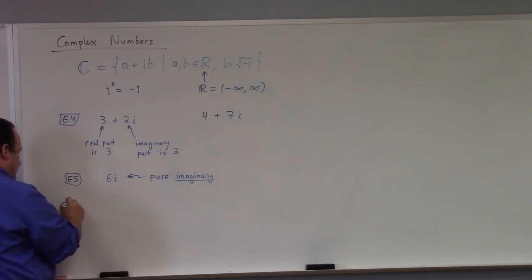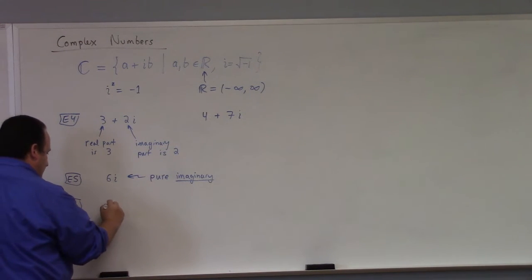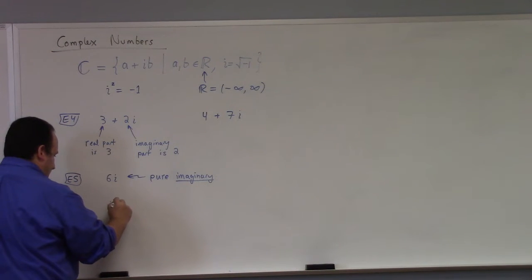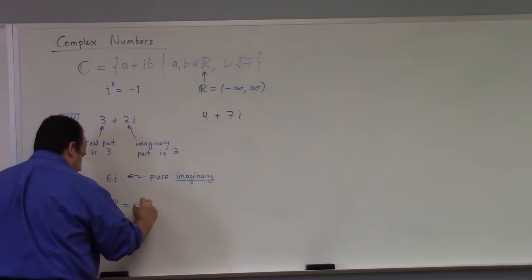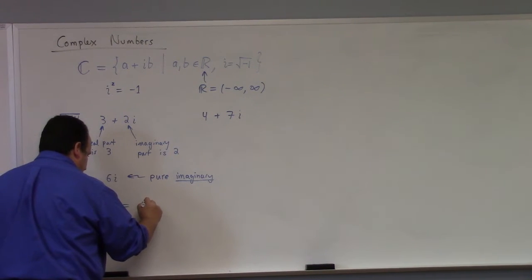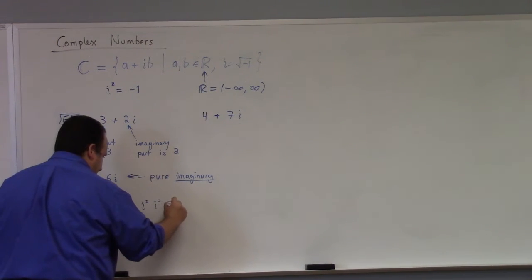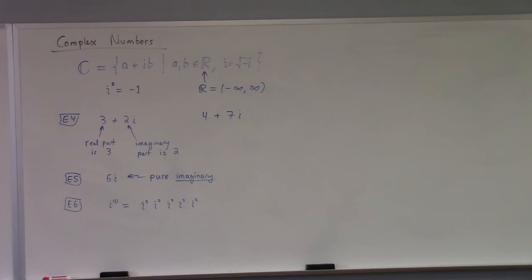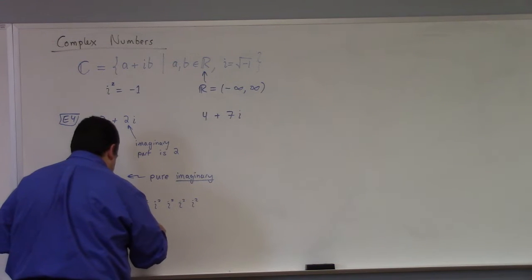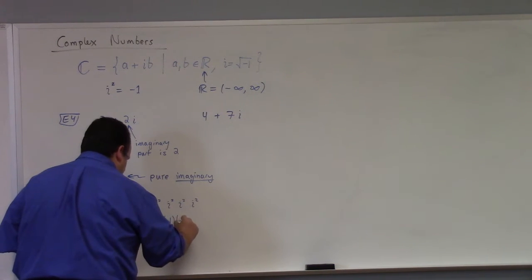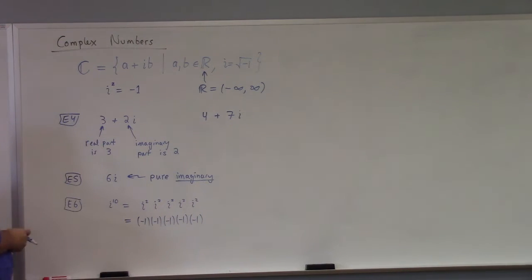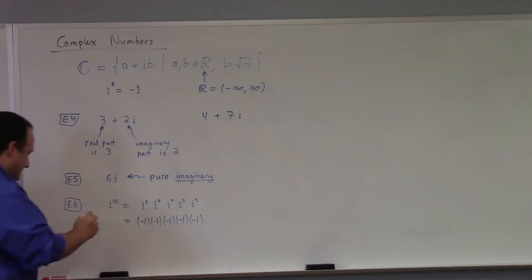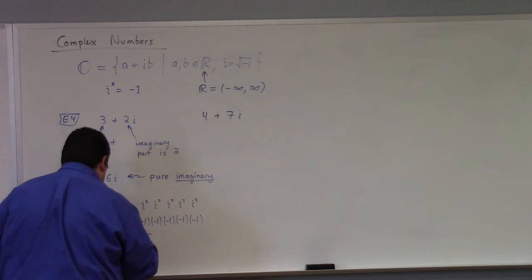Here's one more. They have some interesting patterns. What happens if you look at i to the power 10? How does that work? So you get i squared times i squared times i squared times i squared times i squared. 5 of them, right? But i squared is what? -1, right? So we got -1 times -1 times -1 times -1 times -1, also known as -1. So i to the power 10 is just -1.